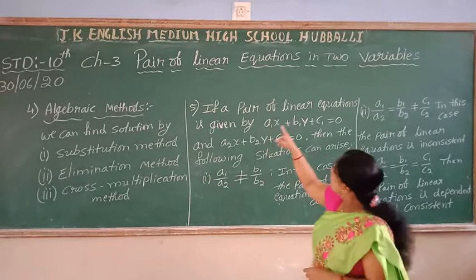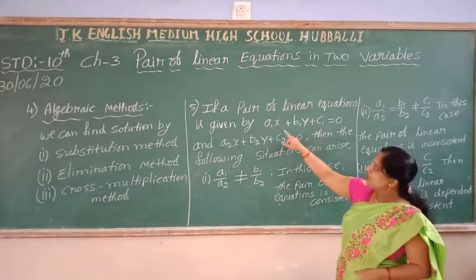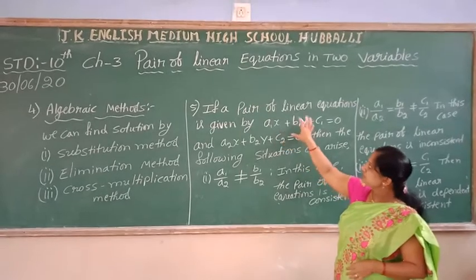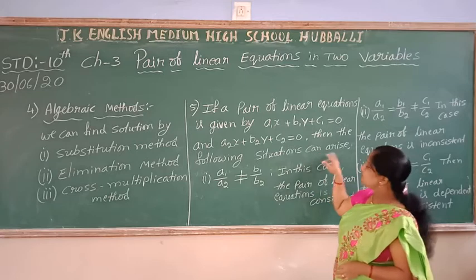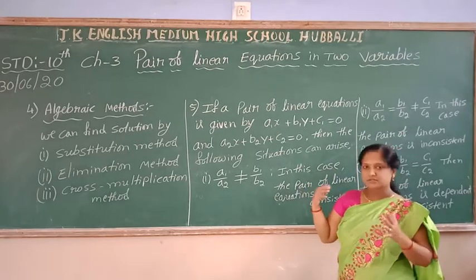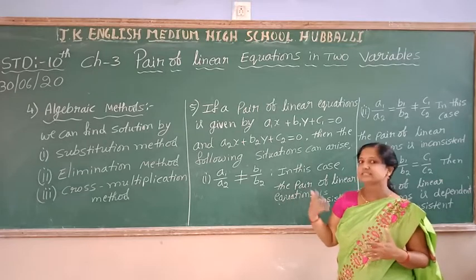Next, if a pair of linear equations in two variables is given generally, as you already know, this is one and this is the second, then the following situations can arise. So for most pairs of linear equations in two variables, we can see different cases.